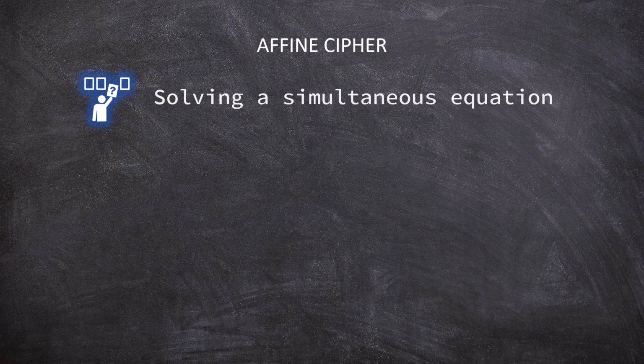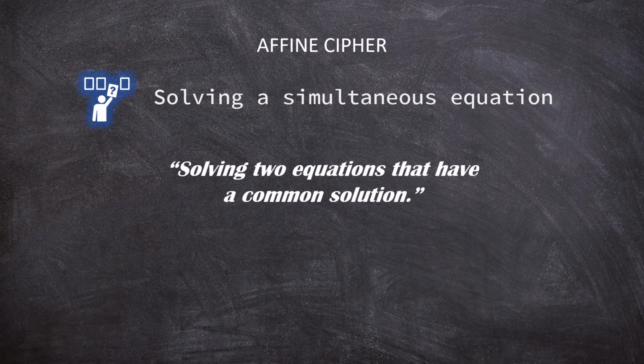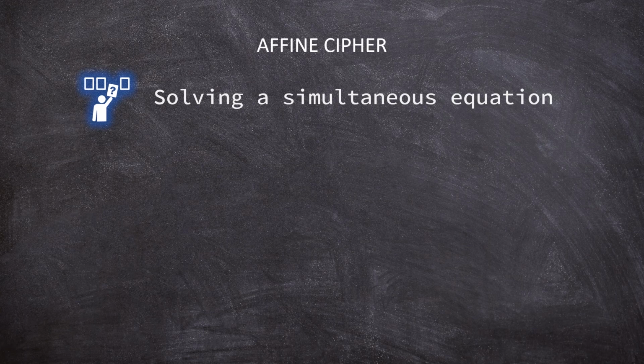The final method of attacking an Affine Cipher, and possibly its greatest weakness, relies on using simultaneous equations to mathematically determine the values of the encryption keys. Simultaneous equations, sometimes also referred to as a system of equations, relies on the fact that two equations that have a common solution can be used to solve for the unknown variables in each equation. And in case you've forgotten what this looks like, here's a quick refresher.